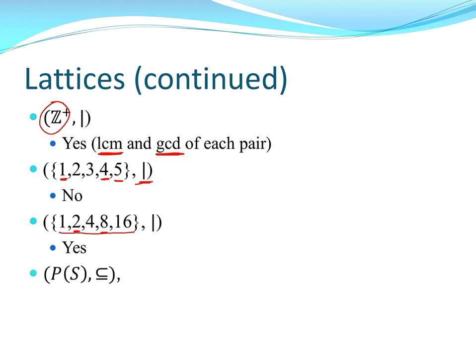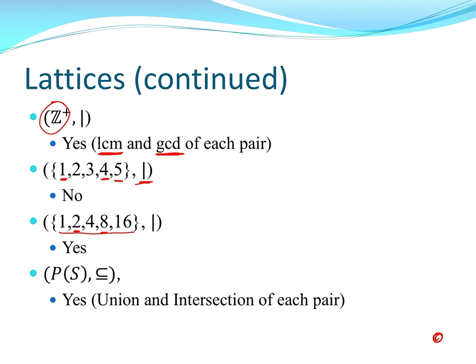And then finally, what about the power set of a set S and the inclusion relation? If I have 2 sets, can I always create a set that is the least upper bound? Yes, I can. I can union those 2 sets together. Can I create a set that is a greatest lower bound? Yes, I can. I can take the intersection of those 2 sets, and that will give me the least upper bound and the greatest lower bound in this poset. And that is the concept of upper bounds, lower bounds, and lattices.